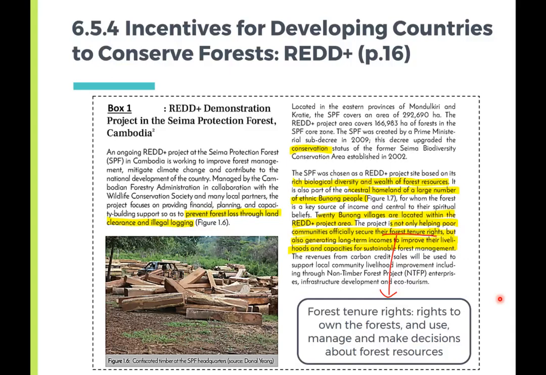Okay, so this is REDD Plus, in terms of how it works and some of the positive aspects of REDD Plus. In the next video, we'll look at the limitations and challenges of REDD Plus.